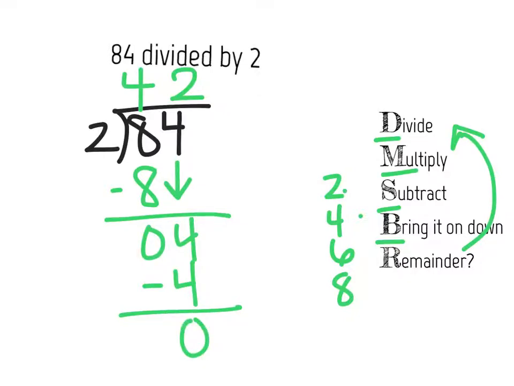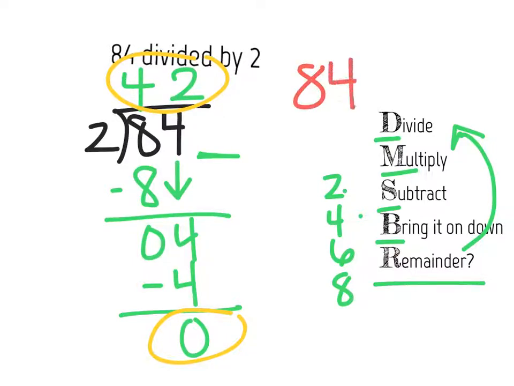If I look at my dividend up here, I don't have any other numbers to bring on down and bring on back, which tells me that I am done with the problem. And now I'm going to take a look if I have a remainder. So I have a 0 at the bottom here. That means I do not have a remainder. So I was able to divide this into equal groups. Up here is my quotient. So my end problem would be 84 divided by 2 equals 42.